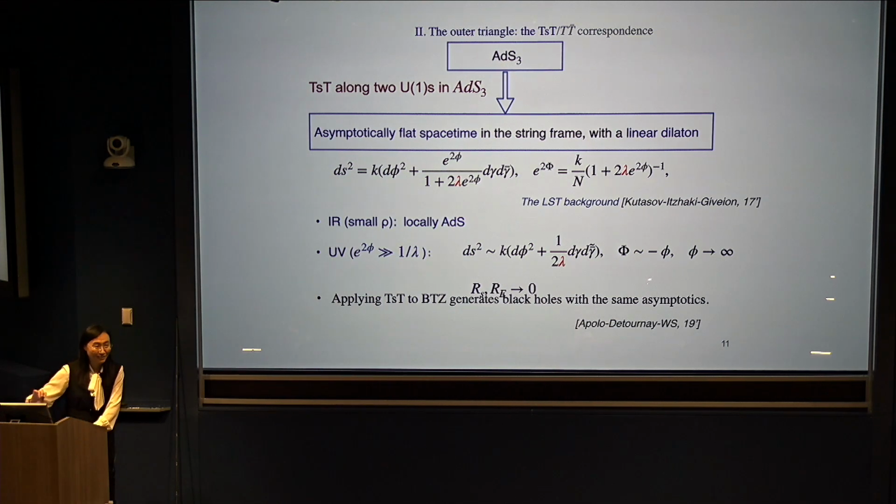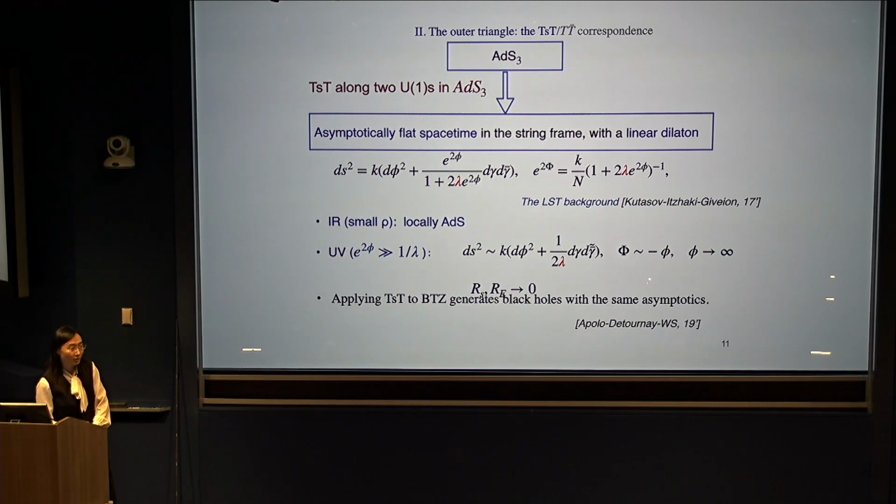I'll comment on that maybe later. It's the difference between single trace and double trace. Double trace doesn't change the asymptotics, which is the one you talk about. Can you speak up or use the microphone? Maybe I'll comment on that later. We can also apply the TsT transformation to all these BTZ solutions, and we will generate a bunch of black hole solutions.